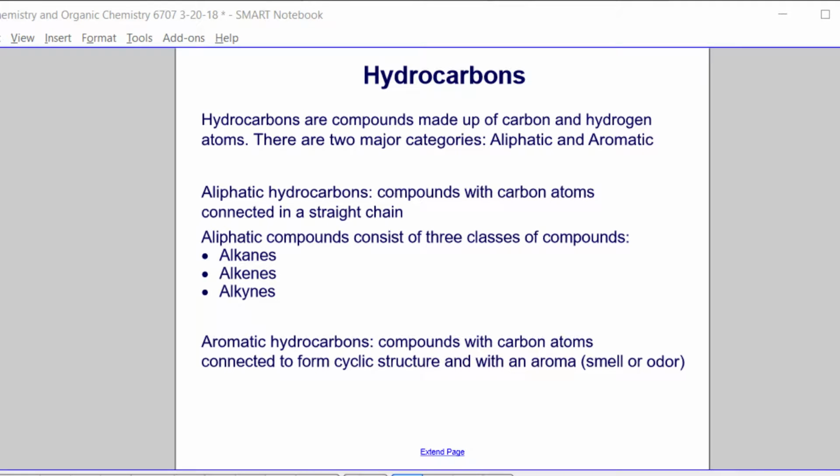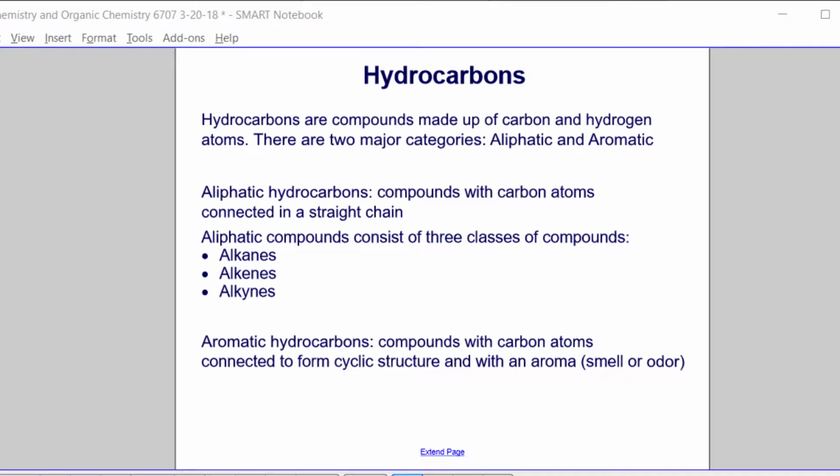Let's look a little more closely now at different types of organic compounds, starting with hydrocarbons. Hydrocarbons are compounds made up of carbon and hydrogen atoms, and they fall into two major categories, aliphatic and aromatic. Aliphatic hydrocarbons, those carbon compounds with carbon atoms connected in a straight chain, can further be separated into three classes of compounds: alkanes, alkenes, and alkynes.